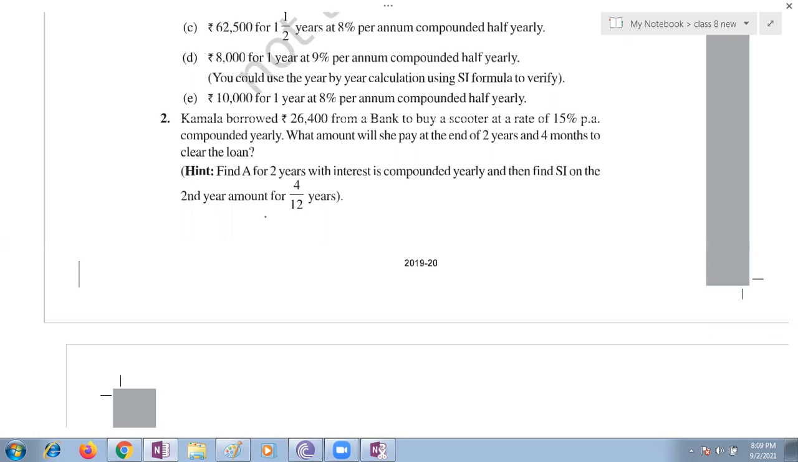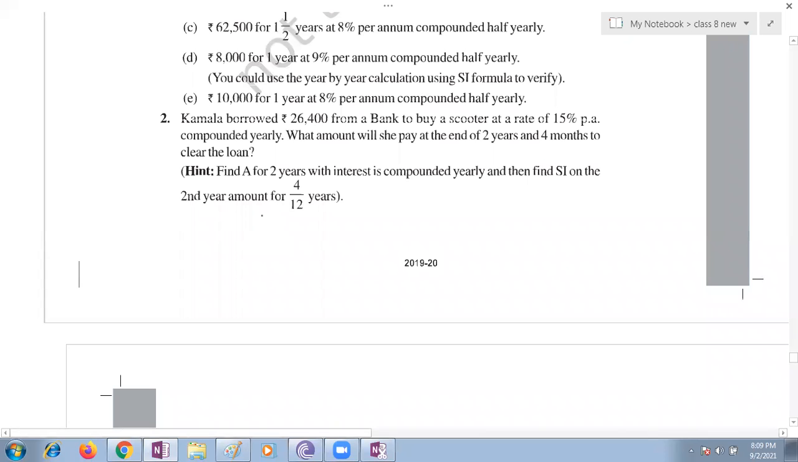10,000 for 1 year at 8% per annum compounded half yearly. Ma'am, they said half yearly, so 1 plus r by 200 whole power 2n into 1. Right. Can you do that bit on your own? Yes, ma'am, we can do. Right. Next.